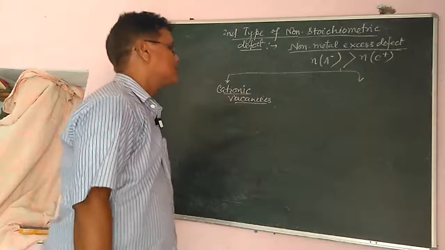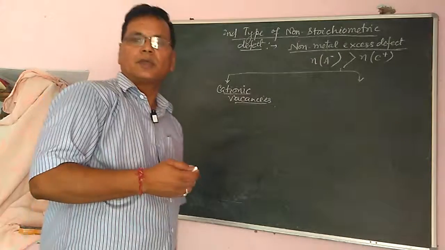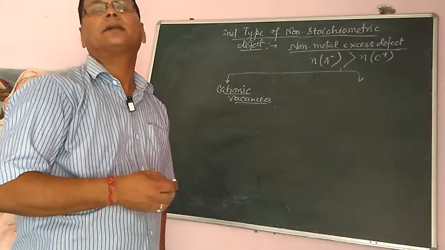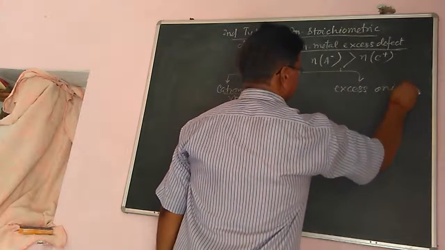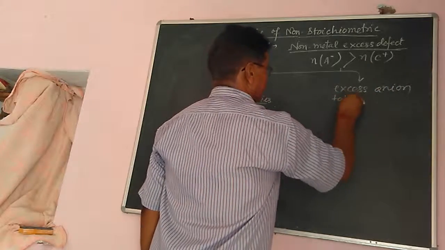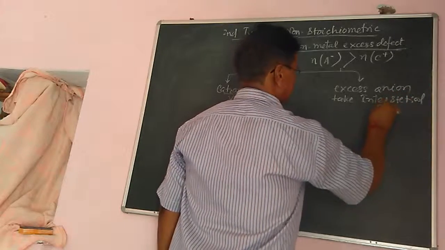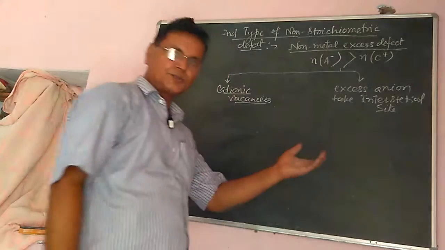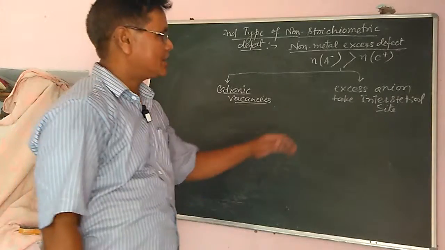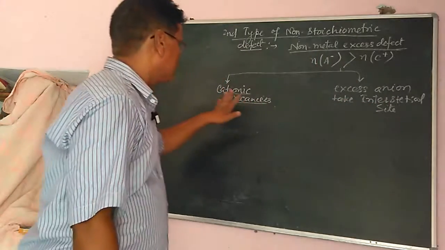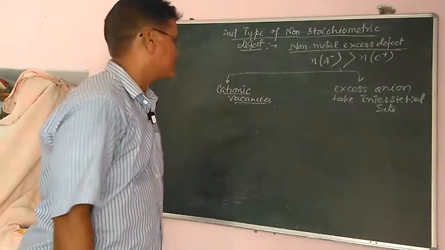Now in the other case, excess anions take the interstitial sites. Excess anions take interstitial sites, because excess outside anions are coming inside the crystal. So they will take the interstitial site only. So there are two ways through which the non-metal excess defect can take place.